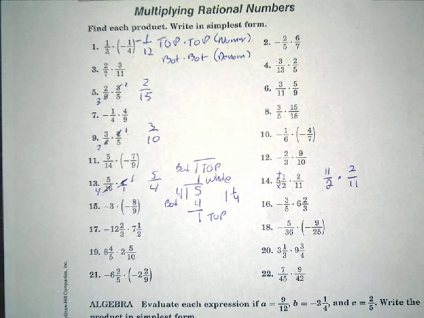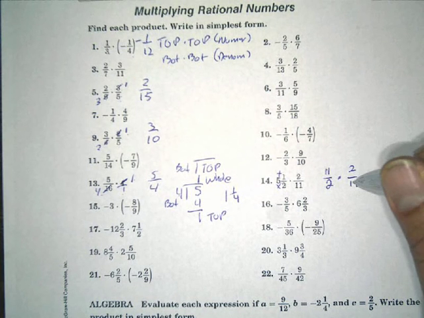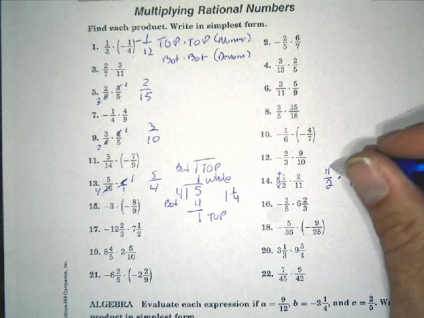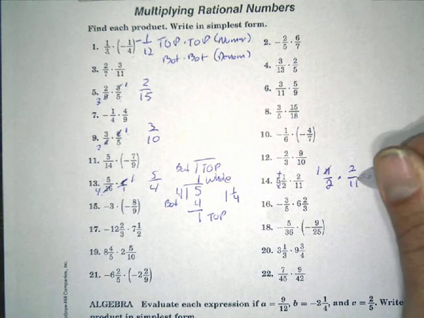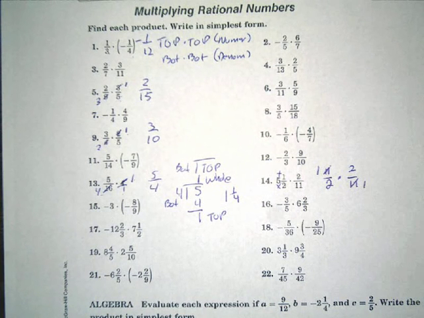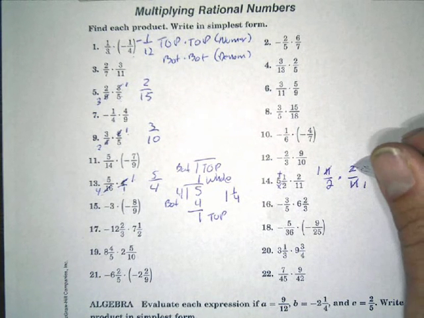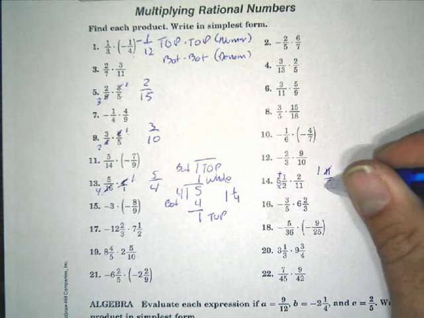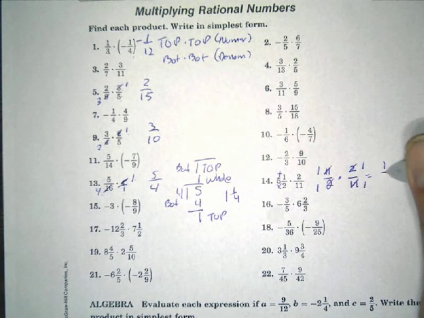If we look, we have 11 and 11. We can divide 11 by 11 and get 1. 11 divided by 11 and get 1. Our 2's divide by 2 and get 1. Divide by 2 and get 1. We get 1 over 1, or 1.